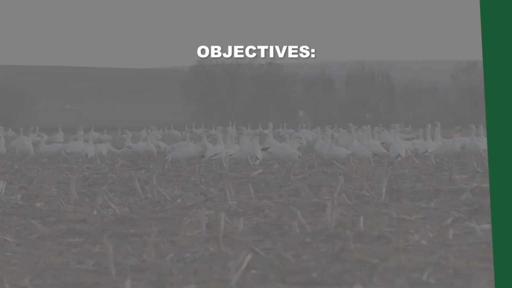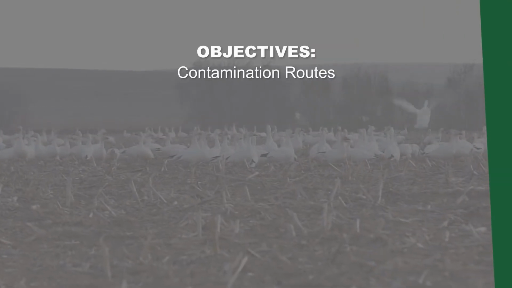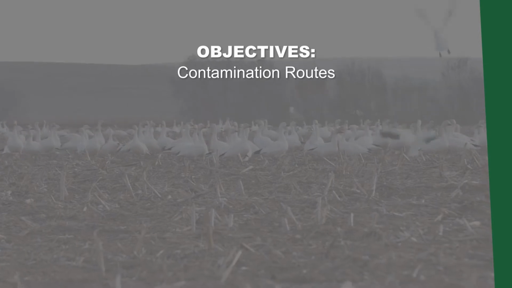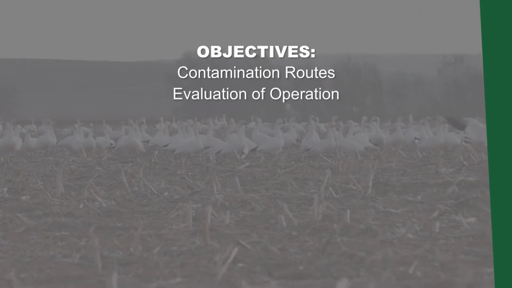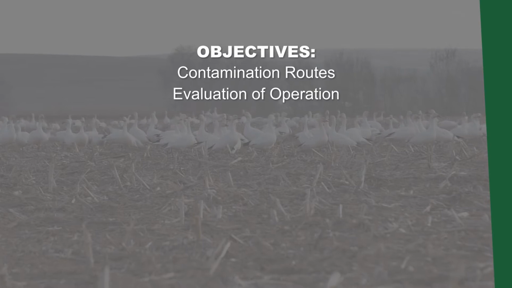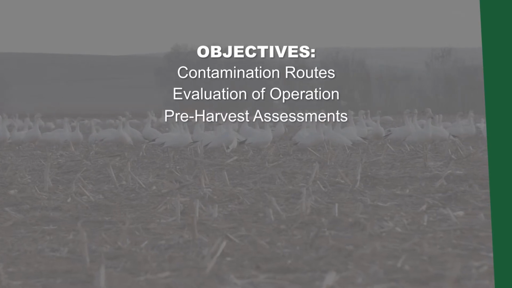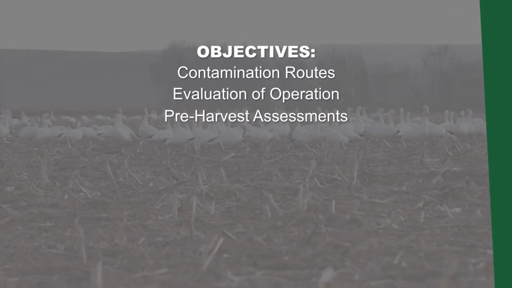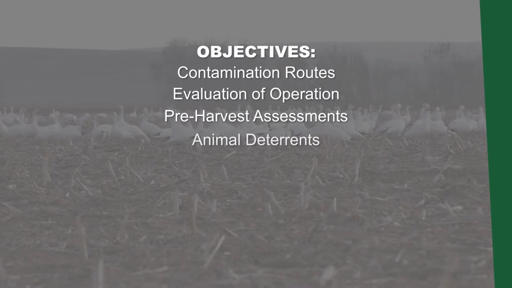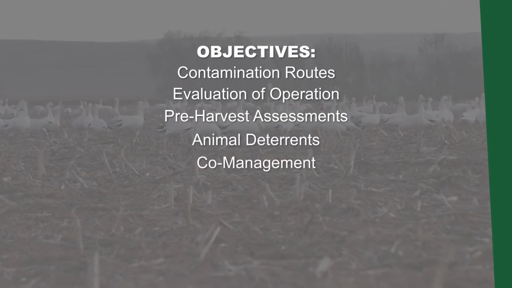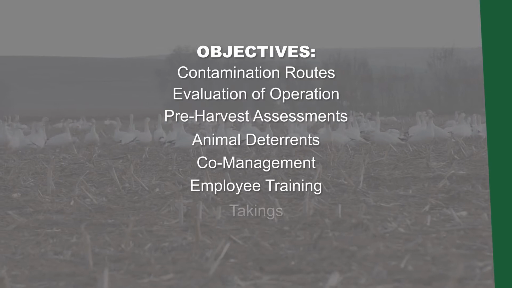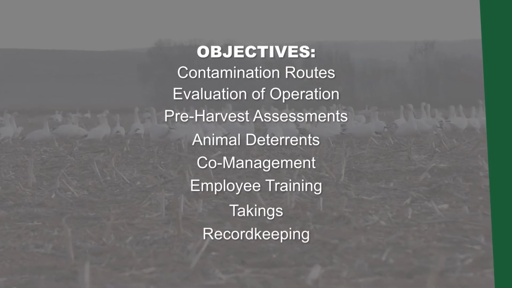Today we'll review contamination routes associated with domesticated and wild animals, how to evaluate the likelihood of animals contaminating produce in your operation, the importance of performing pre-harvest assessment of produce fields, animal deterrence and co-management, employee training, takings, and record keeping. There will be definitions of important terms included on screen throughout this video. Feel free to pause the video at any time.